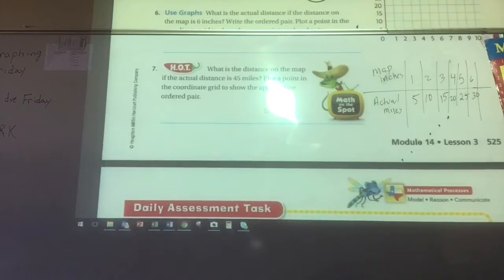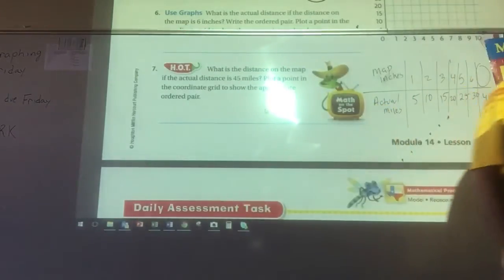All right, now this one's asking something different. What is the distance on the map if the actual distance is 45 miles? So it gives you the y, but it wants you to find the x. And then we'd have to go up there and plot it, but I'm not going to do that right now because I'd have to move it back down.